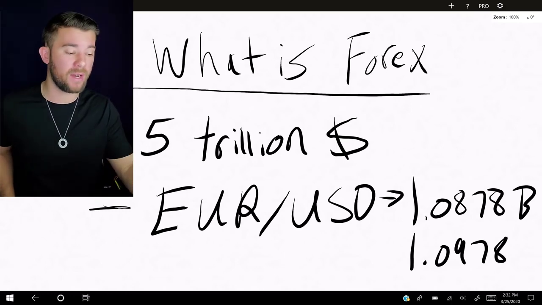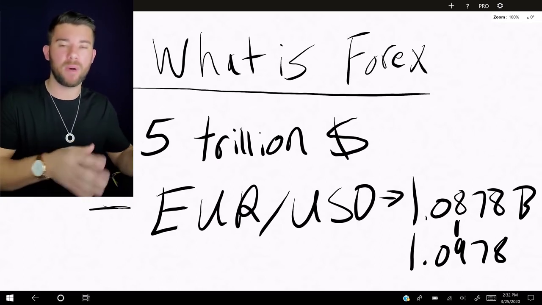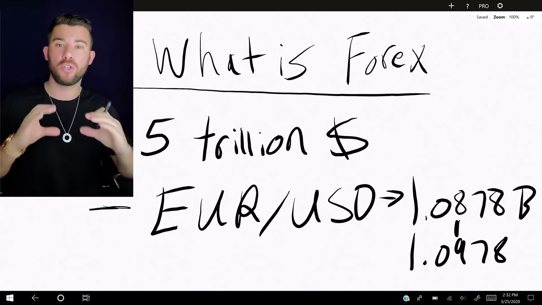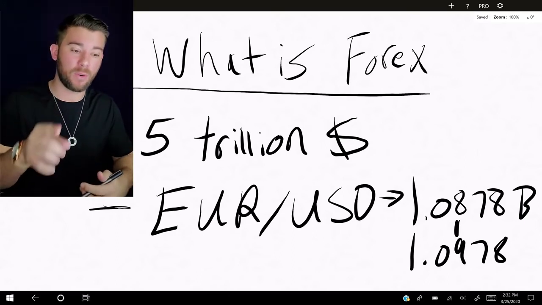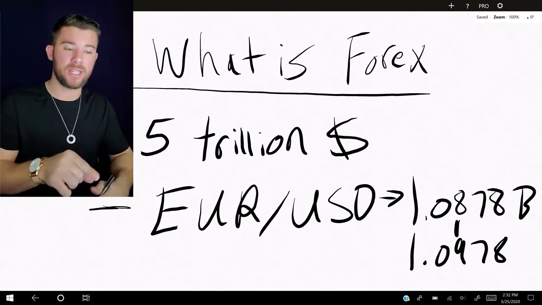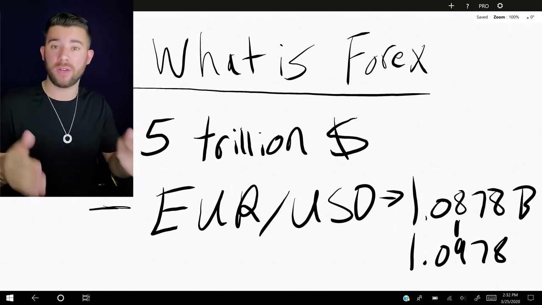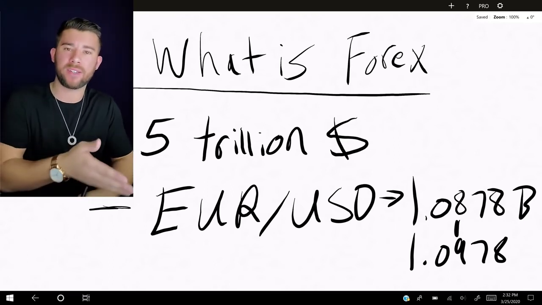You make the profit of essentially 1 cent, but we are trading based on huge amounts of size in the Forex market and with leverage, which we're going to discuss later on. Right now, what you need to understand after the question of what is Forex, is what is a currency pair?